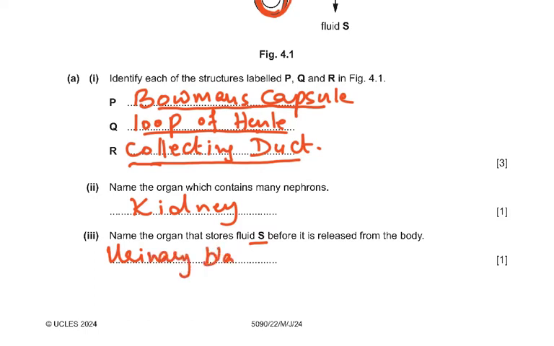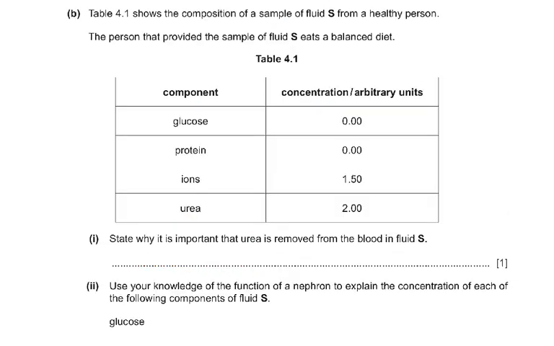That is what is going to store this urine. So that was an easy question as well. Then coming to the B part of the question, table 4.1 shows the composition of a sample of fluid S from a healthy person. The person that provided the sample of fluid S eats a balanced diet. So glucose was 0, protein was 0, ions were 1.50, and urea was 2.0.